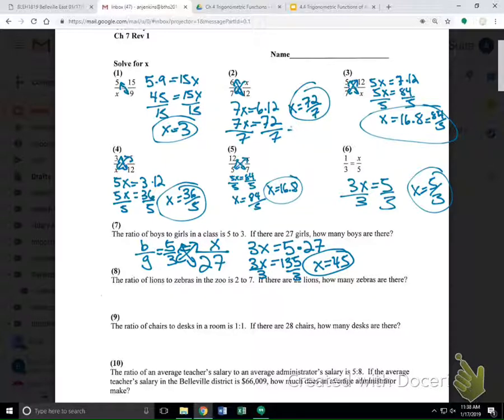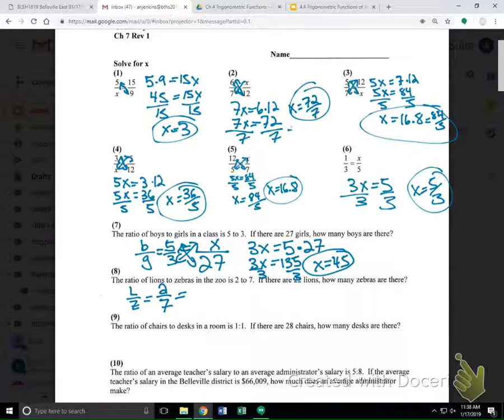Our next one, we see lions to zebras. So again, I write out my lions to zebras. So this is like my code, so I know which order I'm putting them in. So remember, when you have the word to, whatever's in front of the to goes in the numerator, whatever is after the to goes in the denominator. So we see that we have 2 to 7.